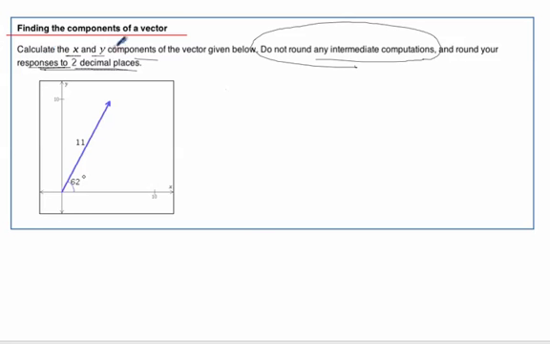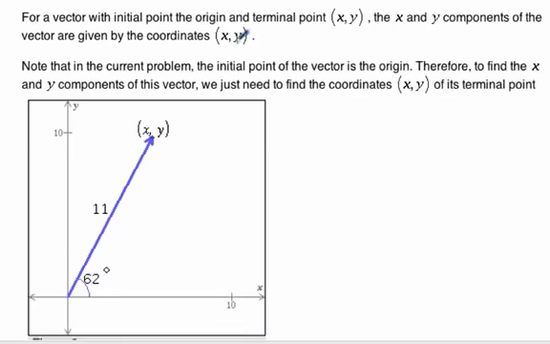Alright, so what's that mean? Calculate the x and y components of the vector. Well, what that means is we want to get the x and y components for this endpoint. Okay, let's take a closer look. The x and y components of that endpoint, we're given some information.